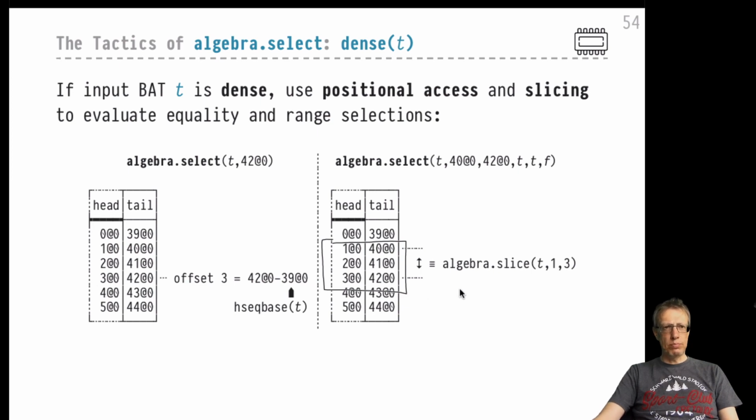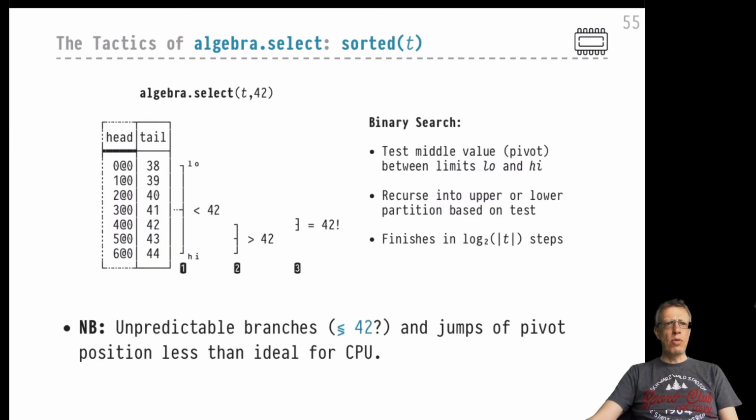And again, the border of the window could be just computed by simple offset or subtraction operations. The best case we can hope for. All right, that would be one tactic that is implemented by algebra select in the presence of dense BATs. If the BAT is not dense, but if it's sorted, well, then we could at least maybe do something better than a full scan. We could, for example, use a binary search here.